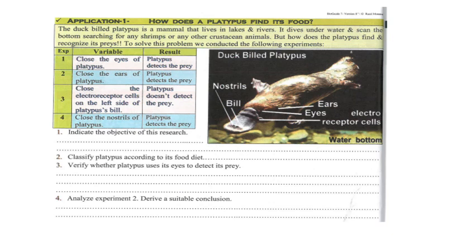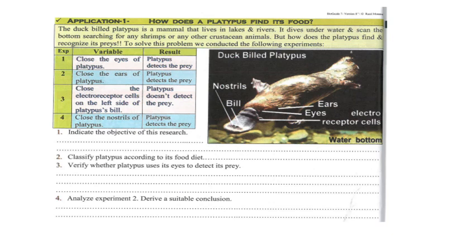So, the duck-billed platypus is a mammal that lives in lakes and rivers. It dives underwater and scans the bottom, searching for any shrimps or any other crustacean animals. But how does the platypus find and recognize its prey? To solve this problem, we conducted the following experiments. So 4 experiments were conducted.